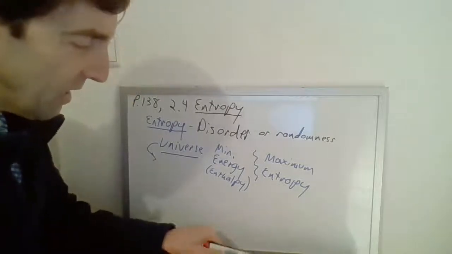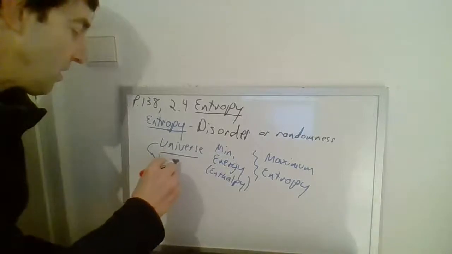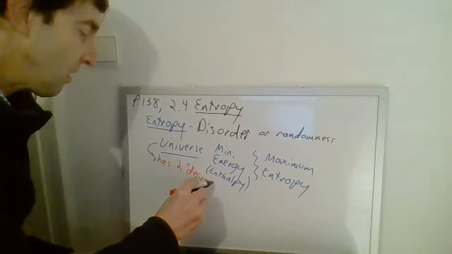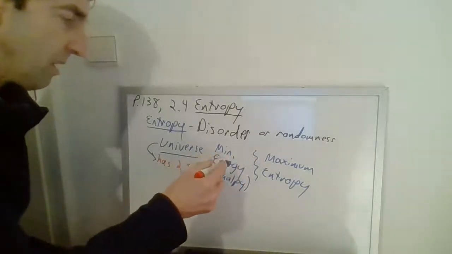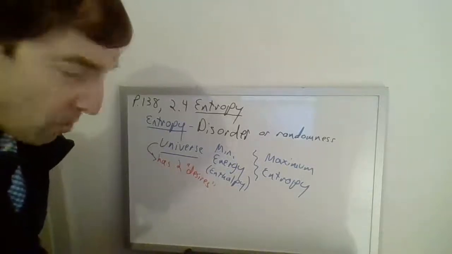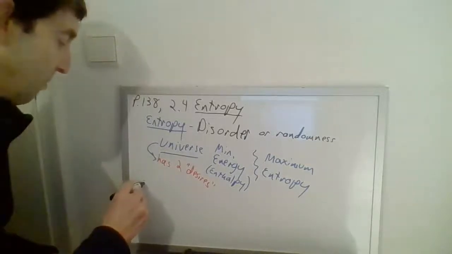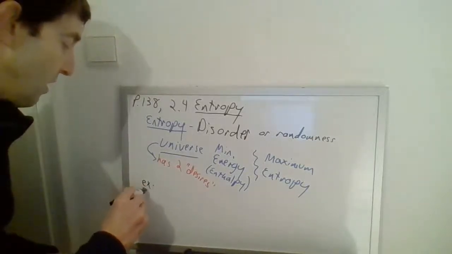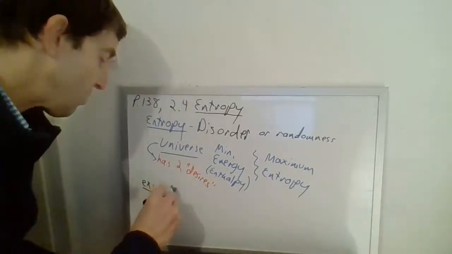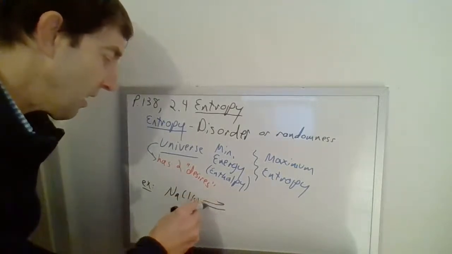So one side or the other, I say the universe, the way I was taught it, which I think is fun, is the universe has two desires. Minimum energy, maximum entropy. Let's look at a reaction, and I think you'll see what I'm talking about, okay? Let's look at a really simple reaction. Example. Take some salt, right, from your salt shaker. NaCl solid. And dissolve it in water.